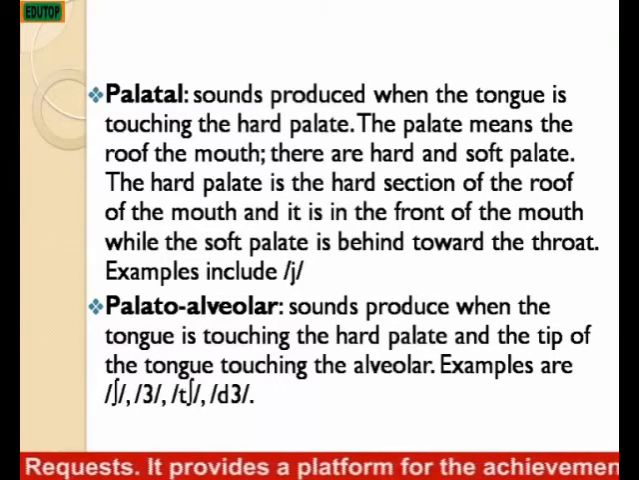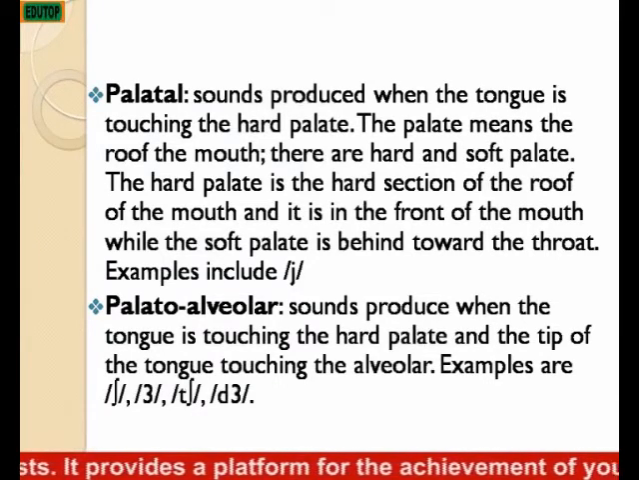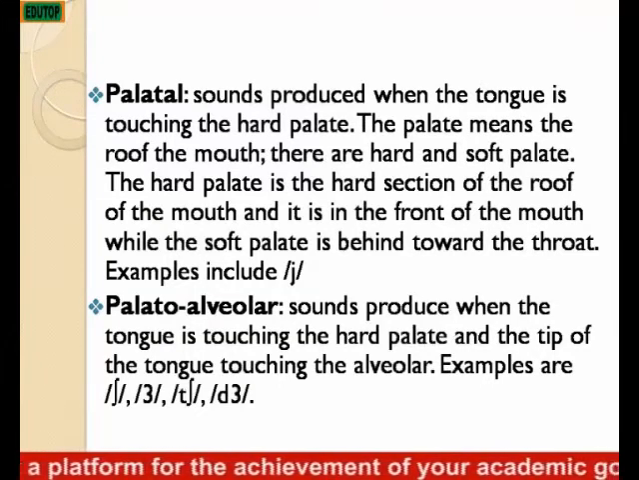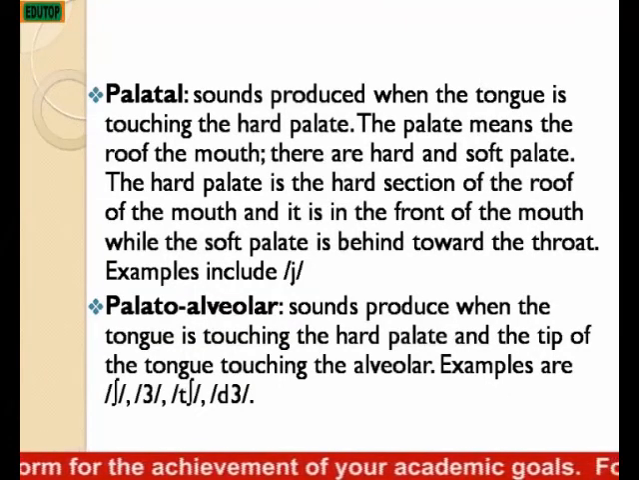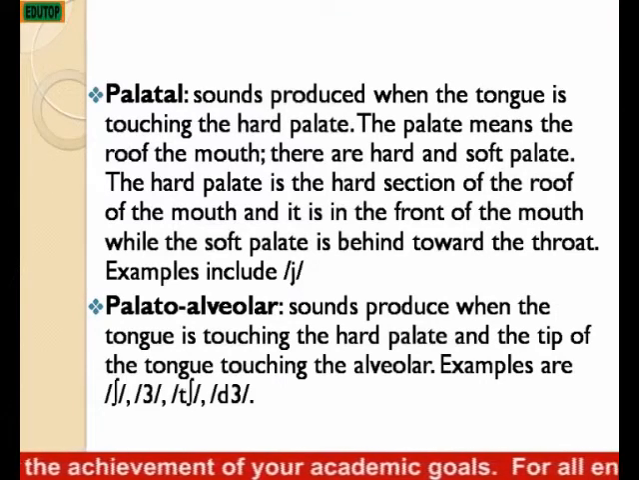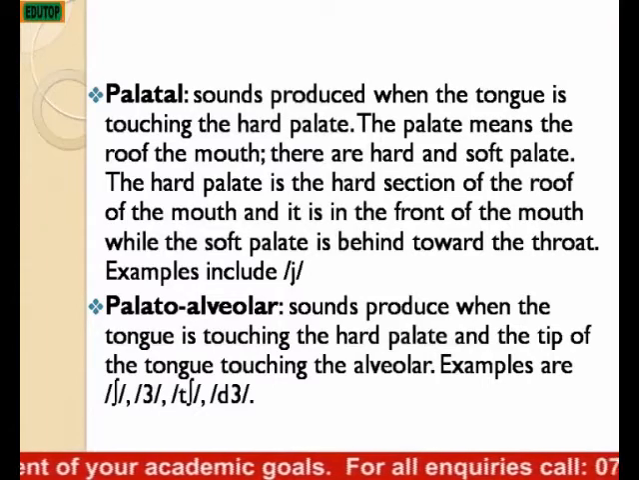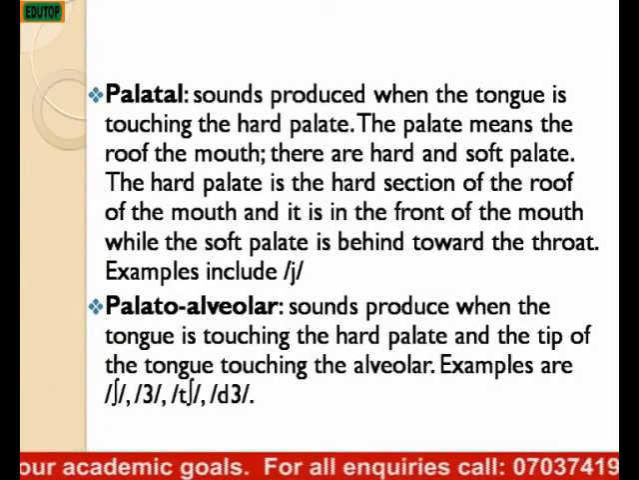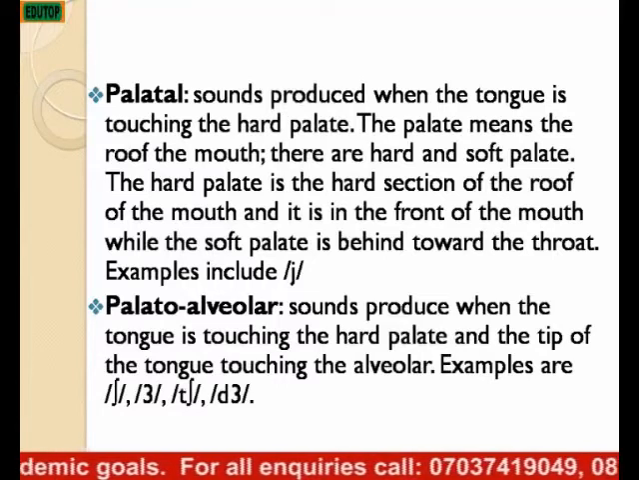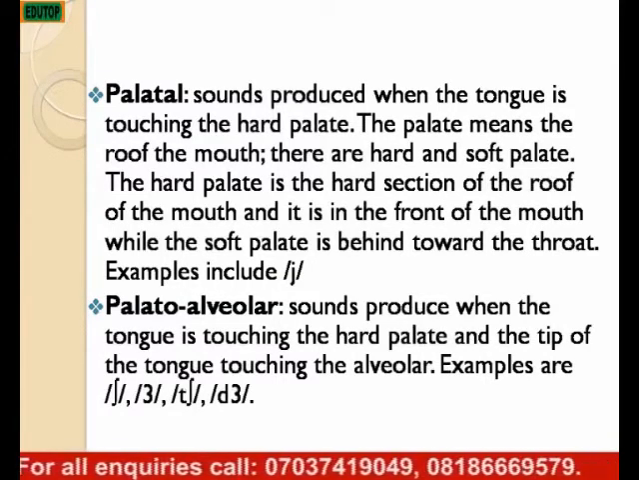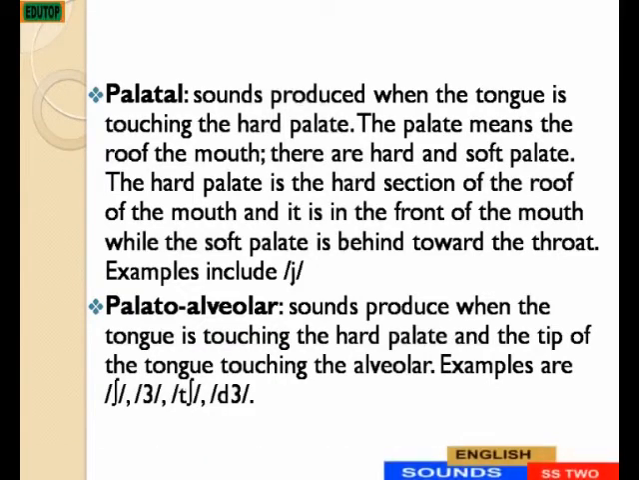The next one is palatoalveolar. Palatoalveolar sounds are produced when the tongue is touching the hard palate and the tip of the tongue is touching the alveolar. So we have the tongue touching two parts of the mouth at the same time. The body of the tongue is raised towards the hard palate, while the tip of the tongue is touching the alveolar ridge. Examples are sh, zh, ch, and j.